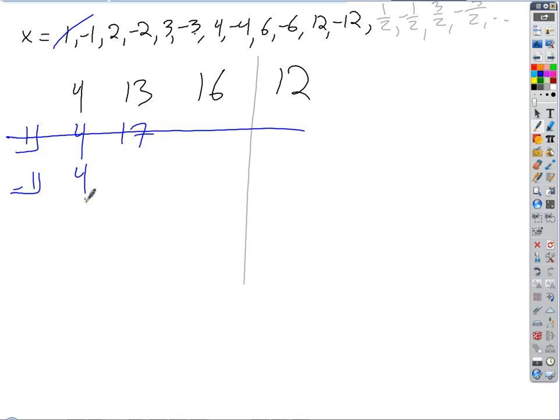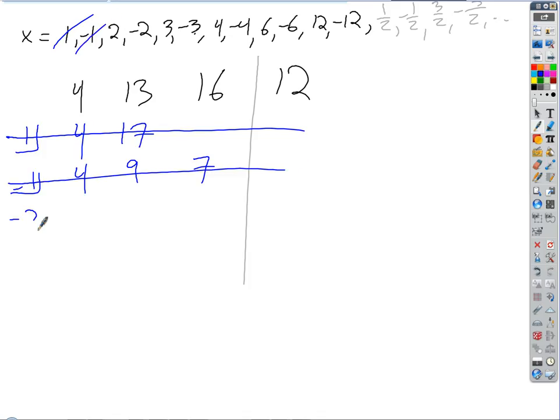So we bring down the 4, right? Bring the 4 straight down. -4 plus 13 is -9 plus 16 is, was it 7? So it's not going to work, is it? Okay, so -1 we can cross off the list.